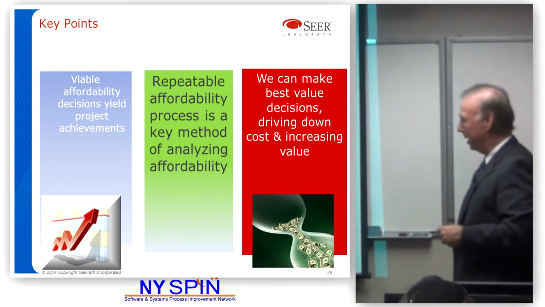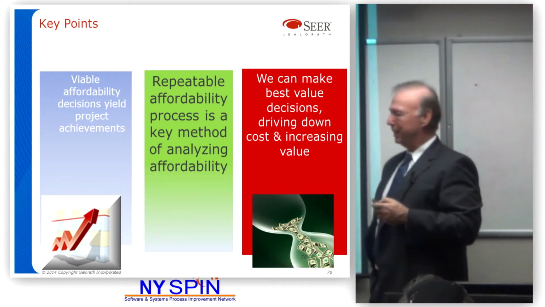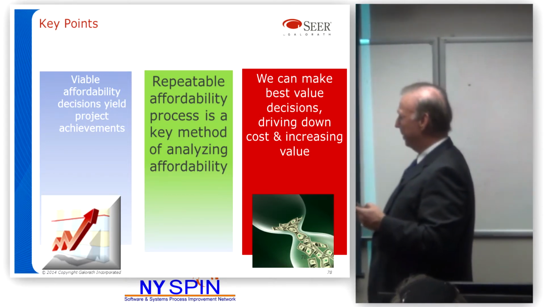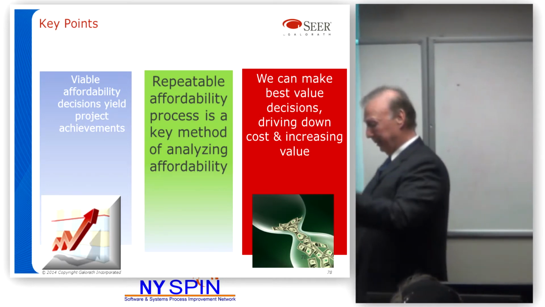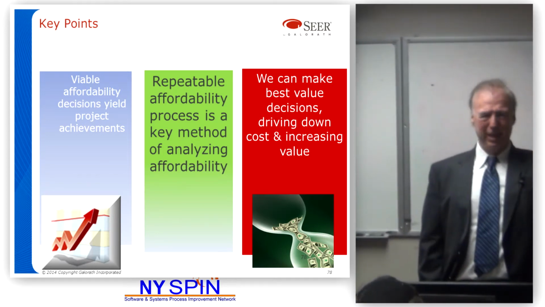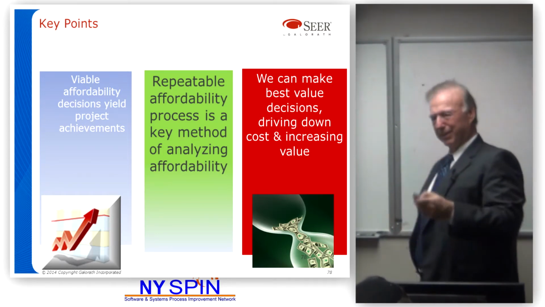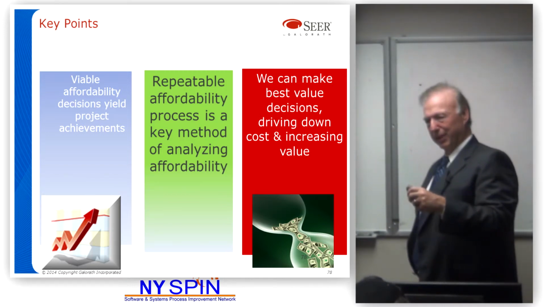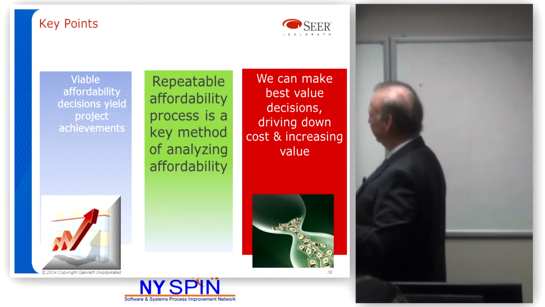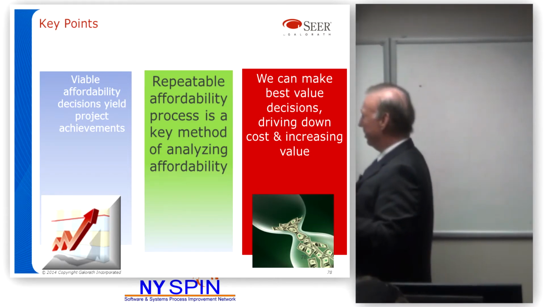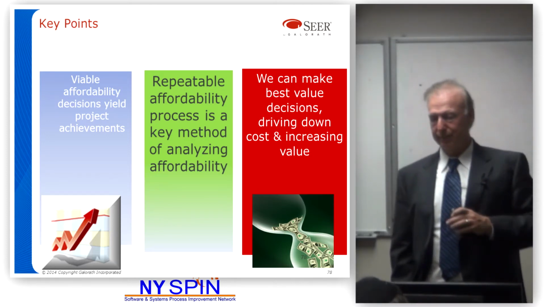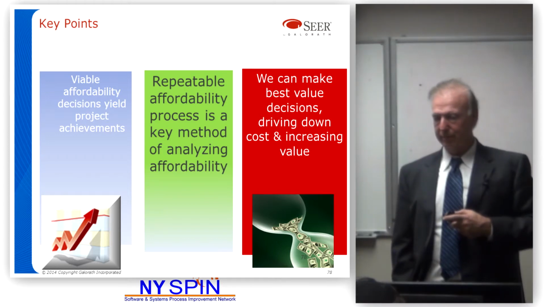So my 3 bottom line points: viable affordability decisions yield project achievements. You can be more successful with a viable affordability process. Process is a key method, a repeatable process. Again, I realize I'm talking to the process people, but management above you guys doesn't get this. I call it the "Wyatt and Johnny coding syndrome." What are we doing all this work for? Just start programming, start building stuff. We can make the best decisions, driving down costs and increasing value to the organizations by using these processes. That's my last slide. Any questions?